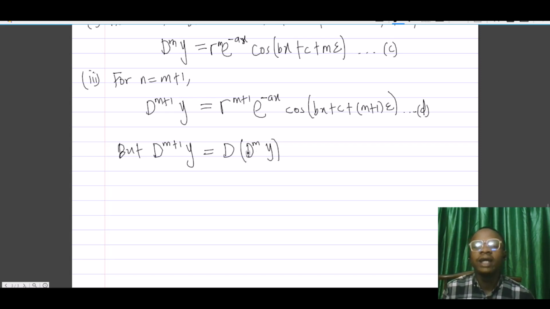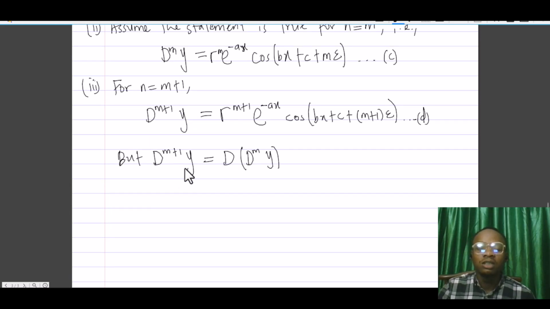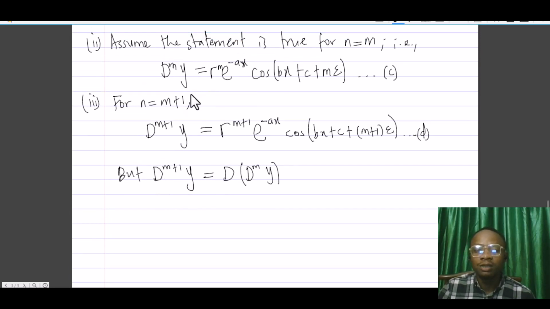And this is where our equation C now comes in. This is where this assumption is used. It is this assumption in the second step that we will employ here to verify that it is true for m plus 1. Since we have assumed that it is true, we're going to make use of that here.